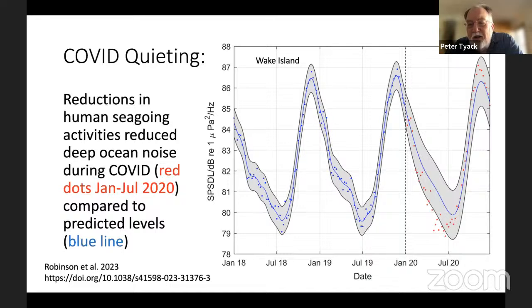However, during COVID, the levels were quite a bit lower. So between January 2020 and July 2020, you should see all of the red points are below the estimate of the blue line. And this is interpreted as COVID quieting, as the reductions in human seagoing activities caused by COVID actually led to a measurable decrease in the level of deep ocean noise at this site at Wake Island. And this was true for most of the sites that were analyzed. So we can detect global changes in ocean noise because of the COVID pandemic.